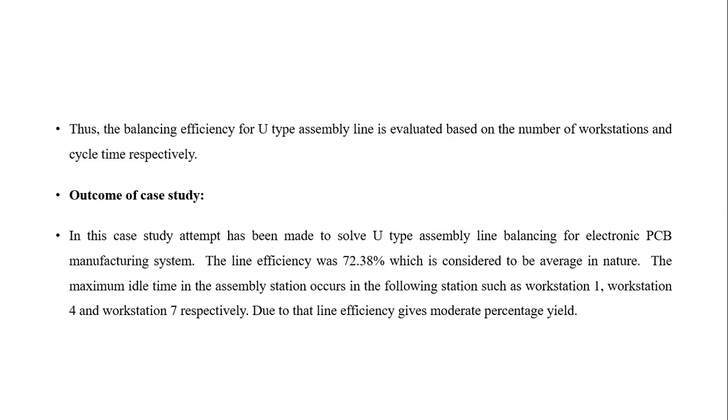is that an attempt has been made to solve the U-type assembly line balancing problem for an electronic PCB manufacturing method with the help of the incremental heuristic algorithm method. The line efficiency was found to be 72.38%, which is considered moderate average in nature. There are 3 assembly stations at which the maximum idle time is generated, namely workstations 1, 4 and 7. Due to that, it gives a moderate percentage yield regarding the balancing efficiency of the assembly line.